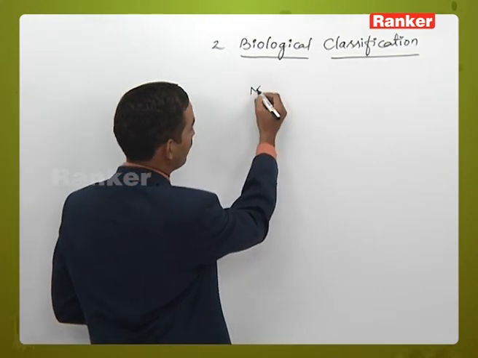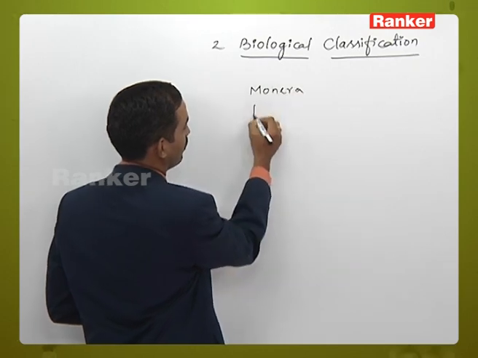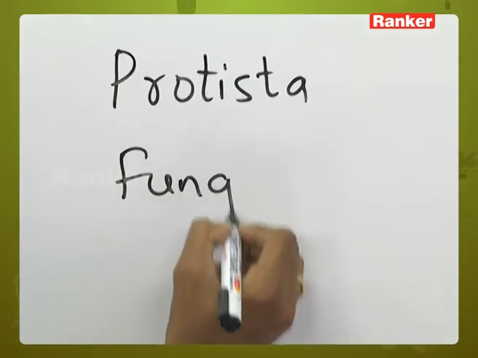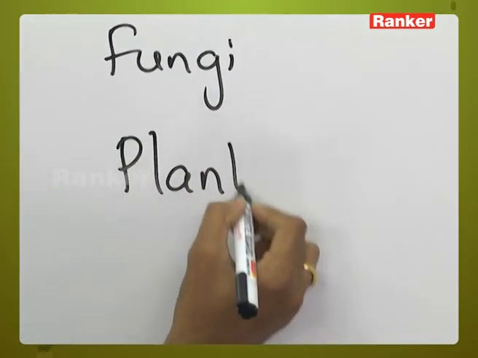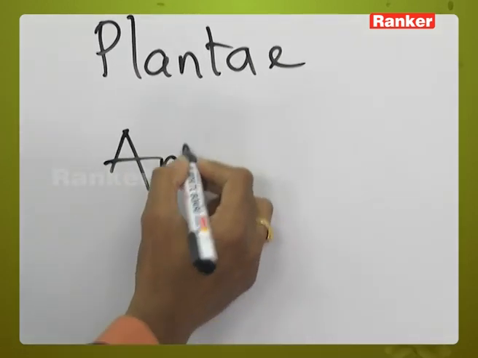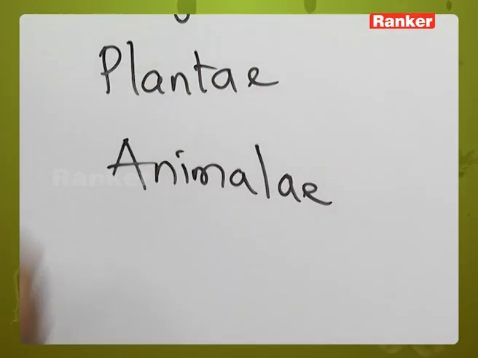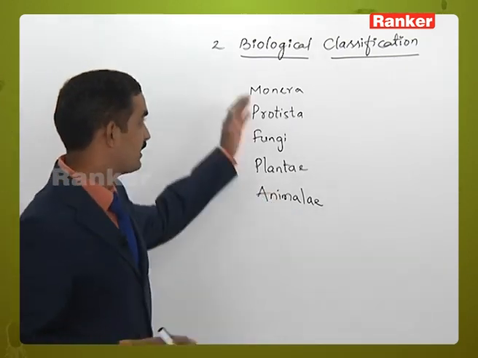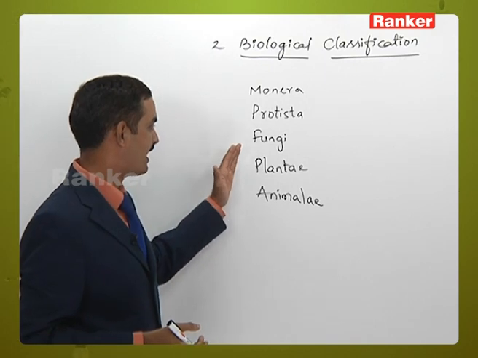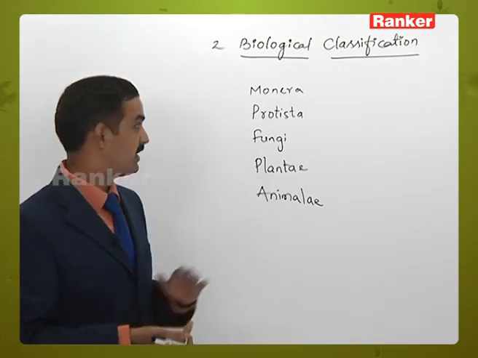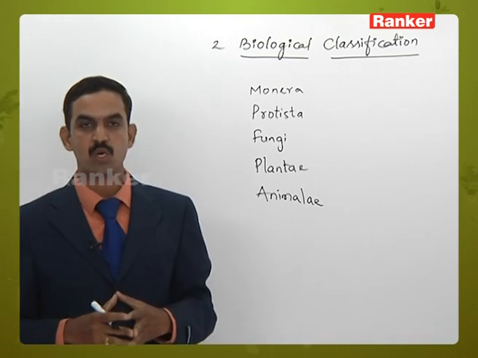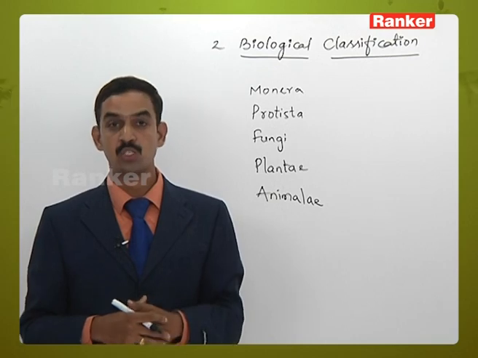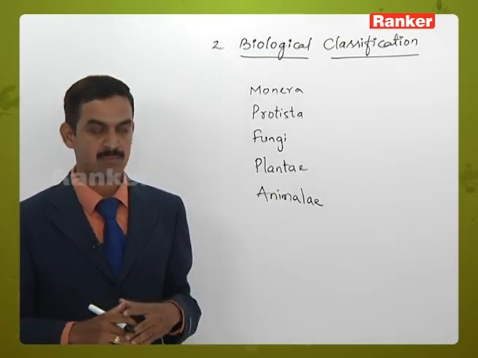Kingdom number 1, that is Monera, Protista, fungi, plantae and animalia. Whittaker had classified the living organisms into 5 groups, that is Monera, Protista, fungi, plantae and animalia. So in this one, Monera includes prokaryotic unicellular organisms, whereas second kingdom Protista includes eukaryotic unicellular organisms.